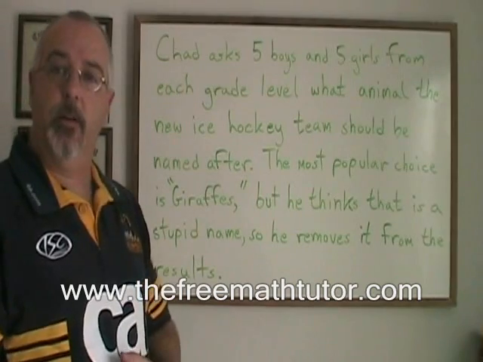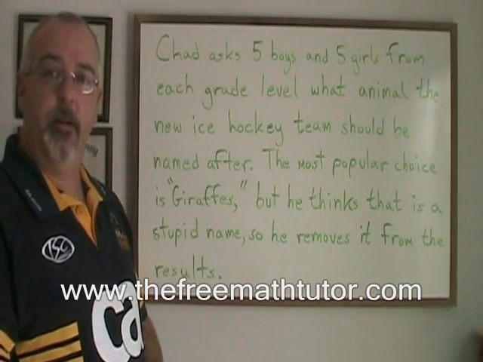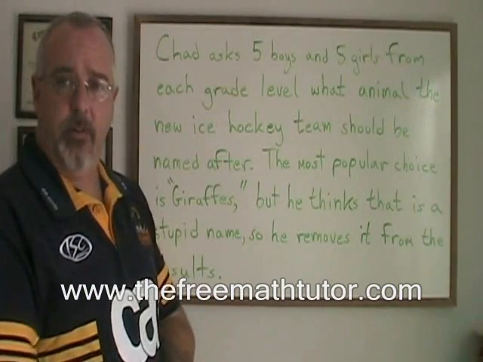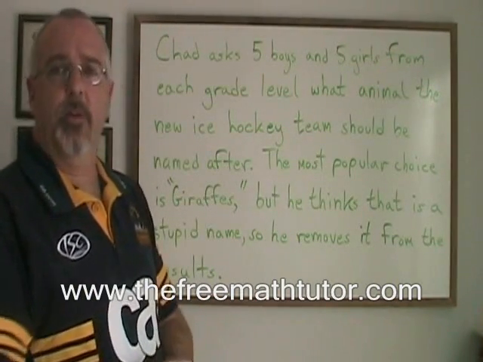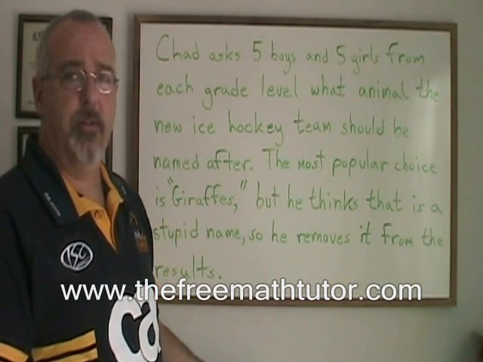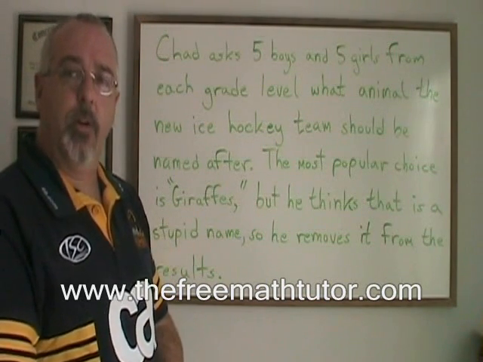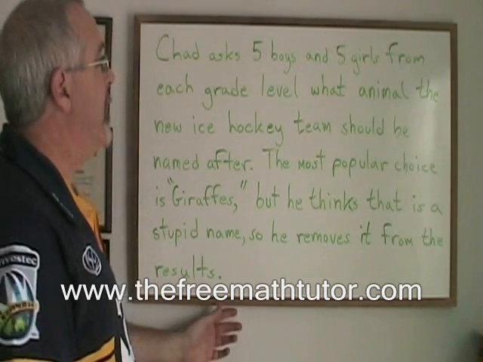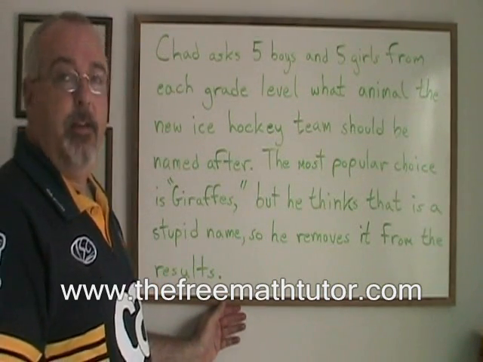Chad has actually introduced bias in 2 different ways here. The first way is he's only asking 5 boys and 5 girls from each grade level. This is going to be a very small sample size, and if our high school has 1,000 students, we should be asking a much larger total sample size than that. That is data collection error in the form of a low sample size, and it is bias.